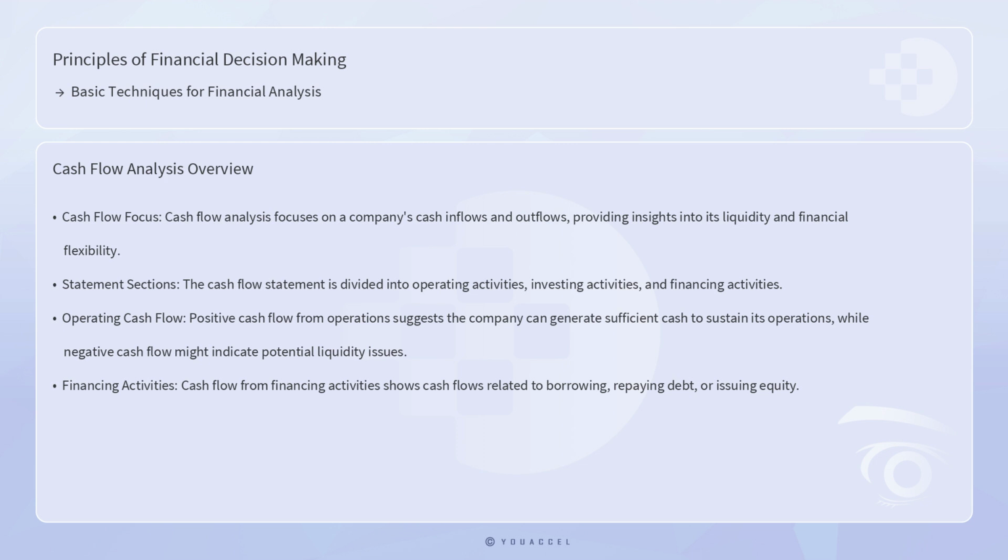Cash flow from investing activities reflects cash used for investments in assets, mergers, or acquisitions. Cash flow from financing activities shows cash flows related to borrowing, repaying debt, or issuing equity. Analyzing these sections helps assess the company's ability to generate cash, fund growth, and meet its financial obligations.